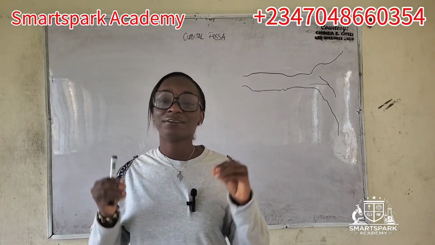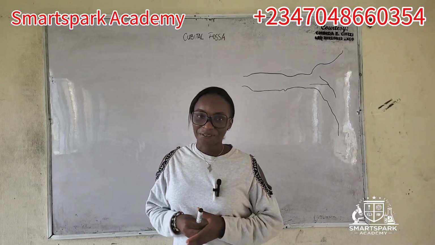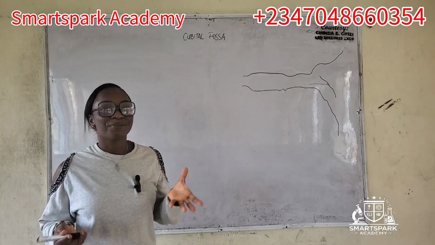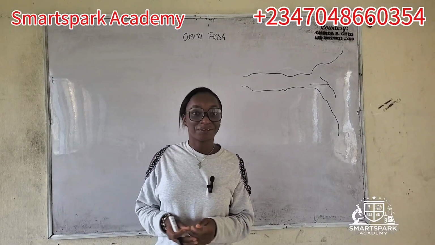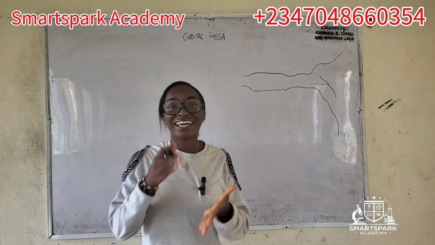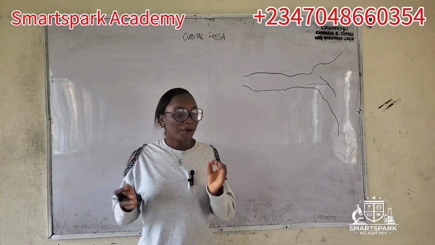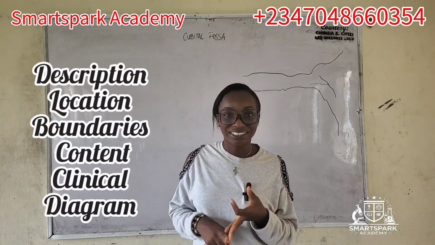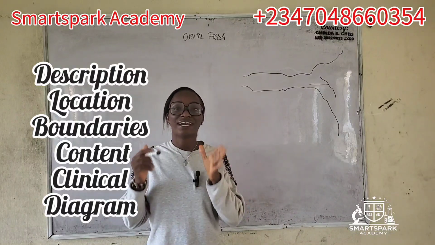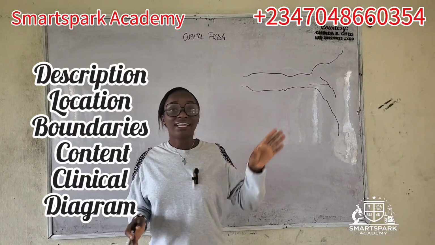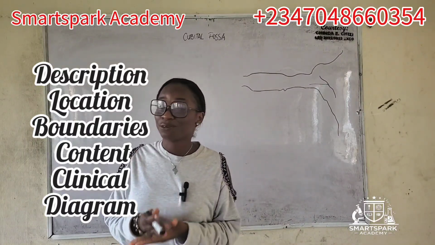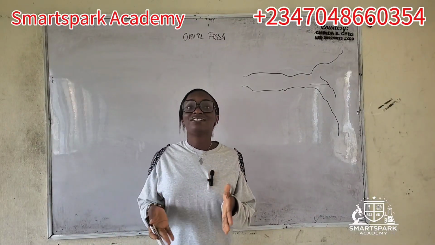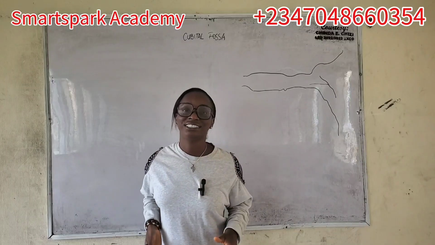We'll be looking at a very important anatomy topic, which is the cubital fossa. Now, these are for my anatomy babies that are reading to pass their exams. We are going to learn this topic using the exam marking scheme. Under this cubital fossa, I'll be looking at the description, the location, the boundaries, content of the cubital fossa, and finally, clinical importance. Diagram to be attached because you know in anatomy, when you're writing the exam, you must give diagrams for extra mark. So please, if this is what you're looking for, hold on and watch to the end.